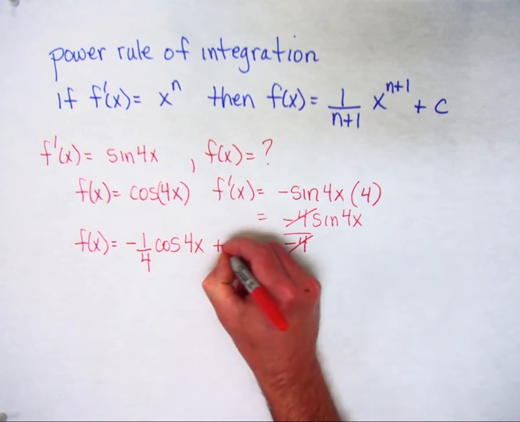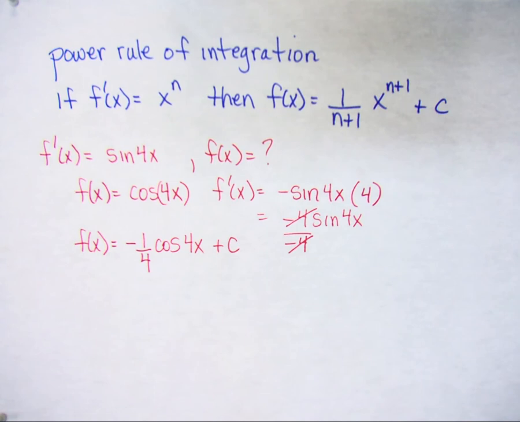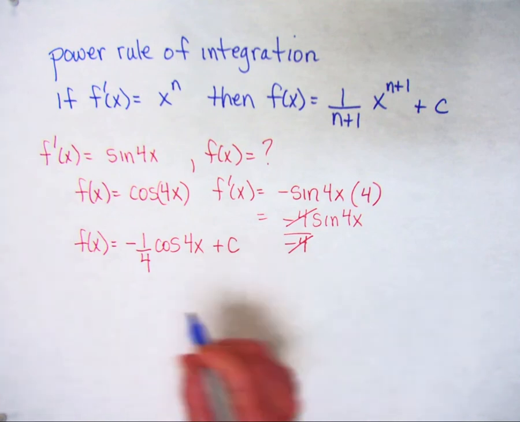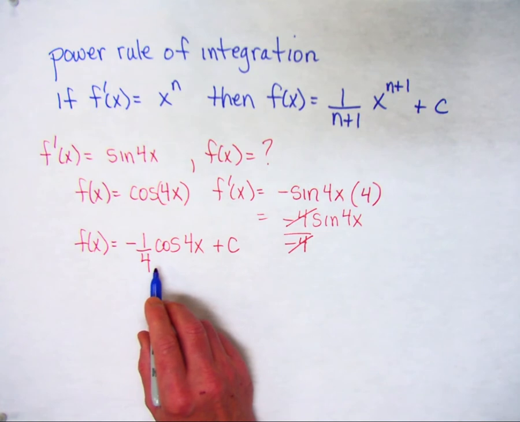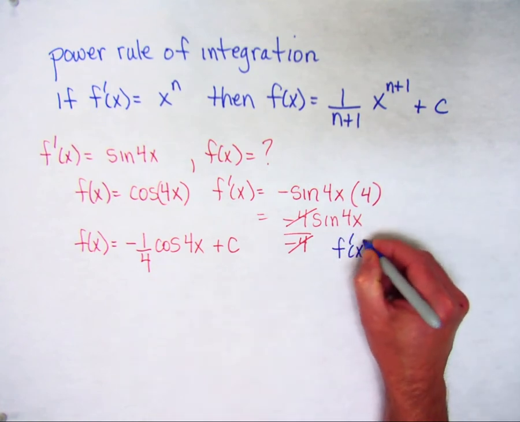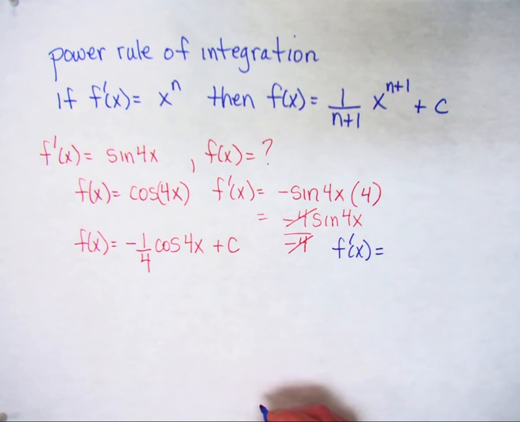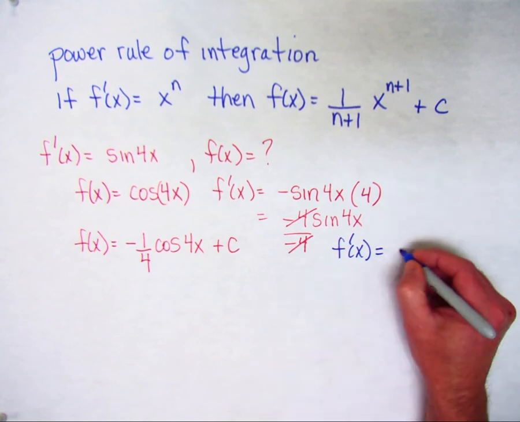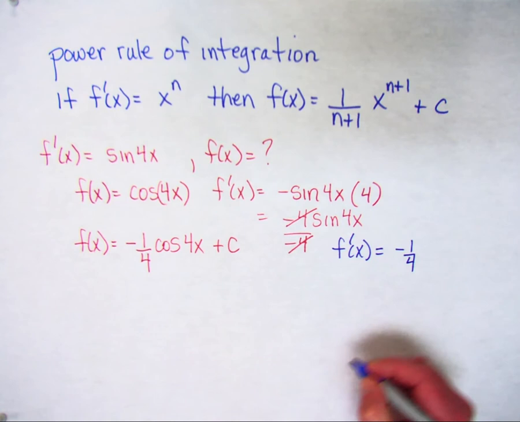Don't forget, we always have to put an arbitrary constant c. Now the nice thing about integration is you can always verify your answer by just taking the derivative. So if that is the correct answer, then if I differentiate this function, I should end up with what I started with. So it's always a good idea to take the derivative to just confirm that you have the right answer. So I've got negative 1/4 as a constant.